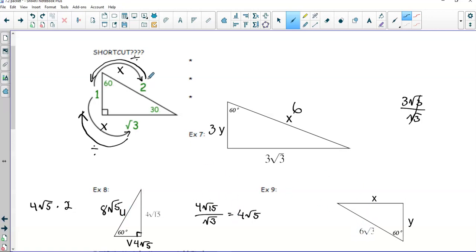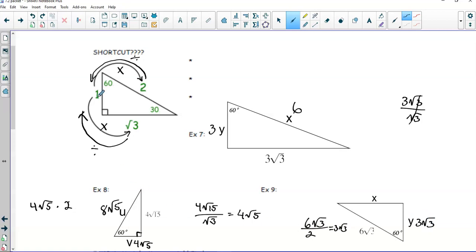I'm at the hypotenuse. I'm here. I want to go back to the short leg, so I need to divide by 2. So if I take 6 square root of 3 and divide that by 2, remember outside by outside, so 6 divided by 2 is 3. So this is 3 square root of 3. That means the short leg right here is 3 square root of 3.